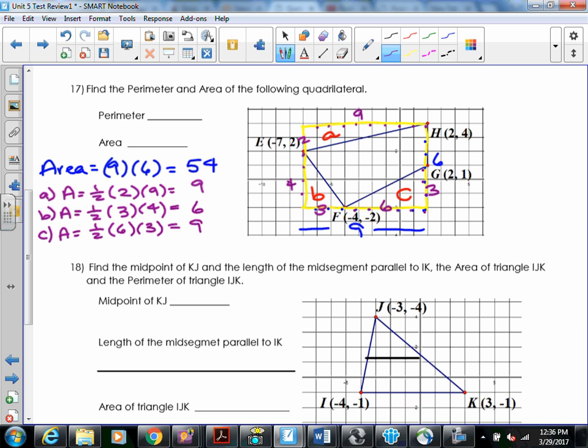Now, your 3 triangles, if you add the 3 triangles together, what do they add up to? 18 plus 6 is 24. So the triangles have a combined area of 24. To get the area for the whole thing, your total area will be 54 minus 24, which is 30. So the area for that quadrilateral is 30 square units.